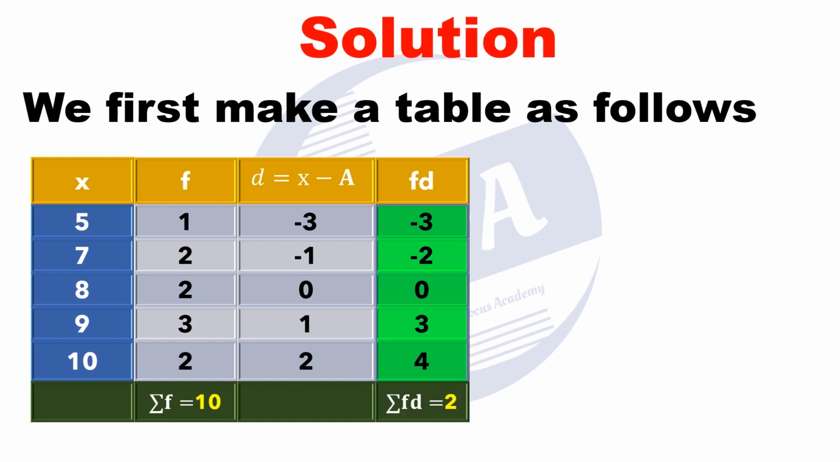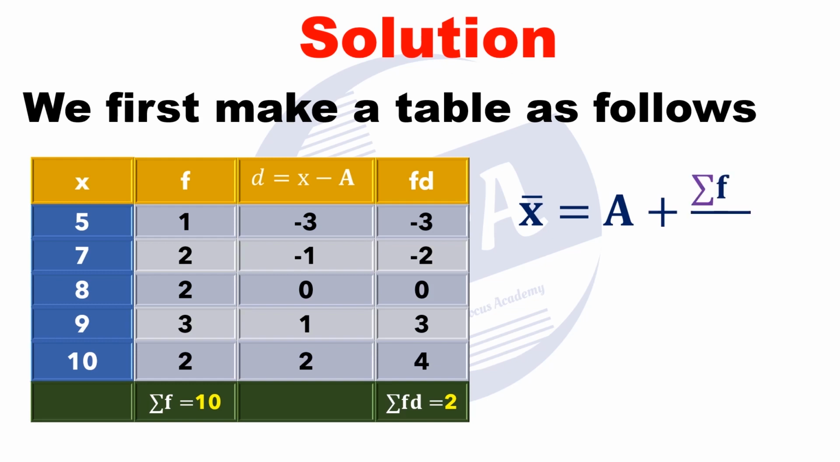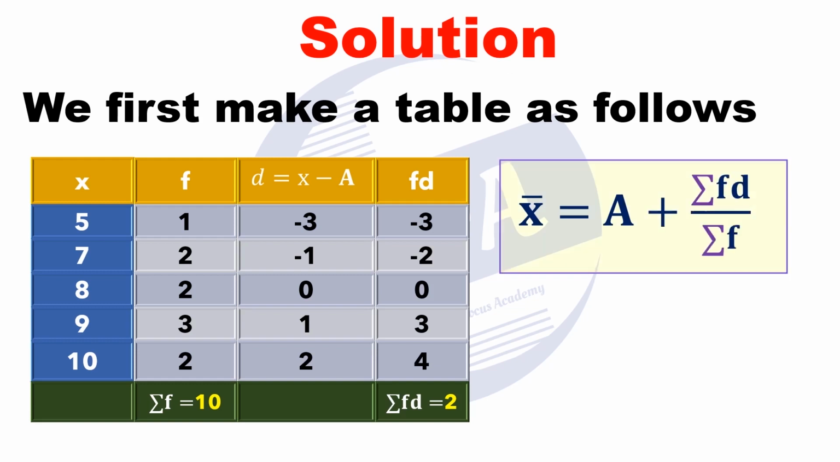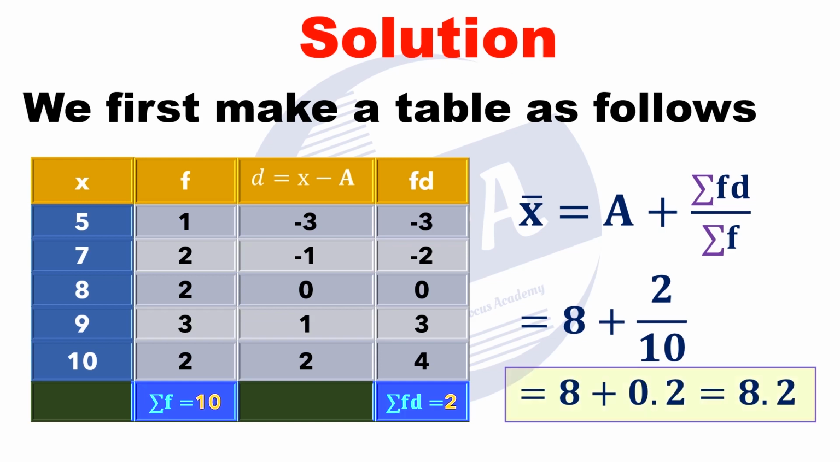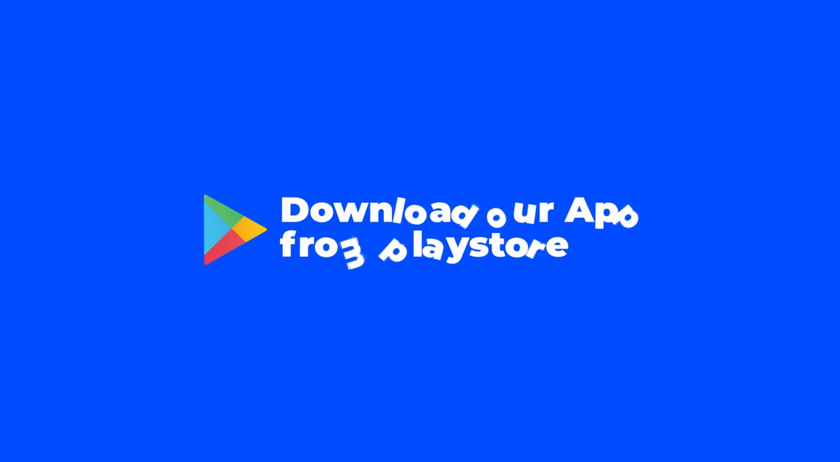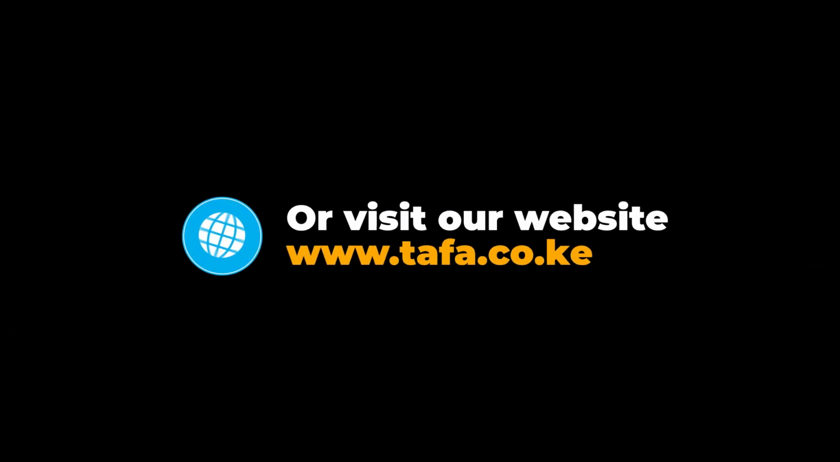So what we'll have is that now our formula, remember, it is X bar, that is the mean, is given by A plus the sum of FD over the sum of F. So our sum of F is 10 and our sum of FD is 2. So we'll have 8 plus 2 over 10, and that will give us 8.2.